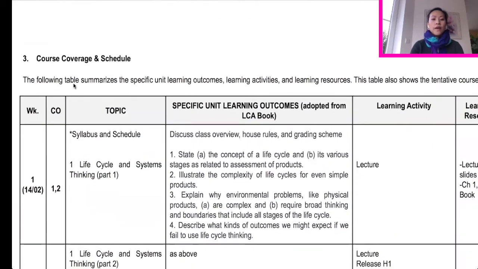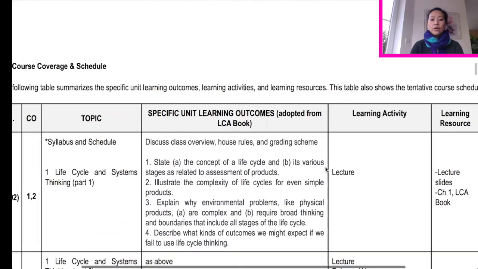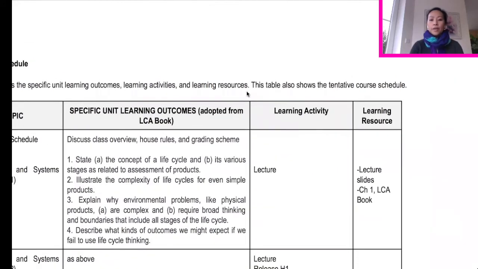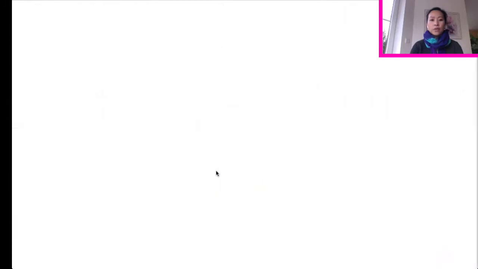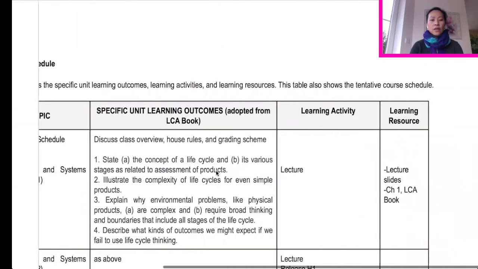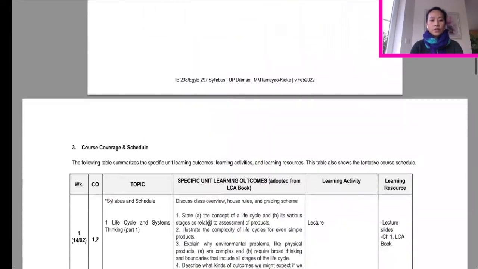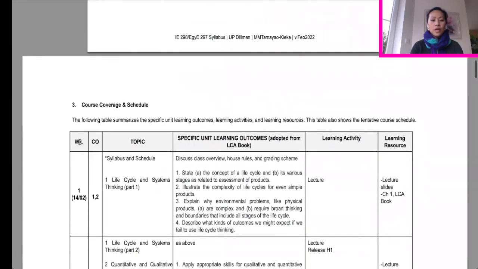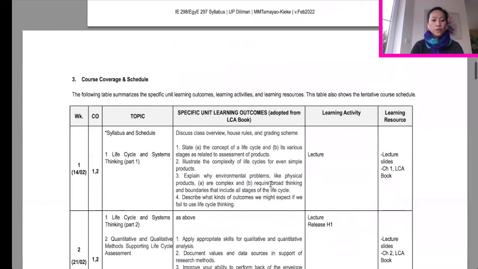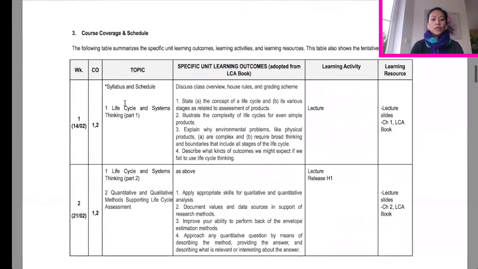Okay, so the following summarizes the specific unit learning outcomes, learning activities, and learning resources for each topic. It also shows you the tentative schedule, no? The tentative schedule. Sorry for that. Okay, so the tentative schedule is shown in the first column. Okay, so let's go through which. First topic is life cycle and systems thinking. So these are discussed in lecture 1, parts 1 and part 2, which have already been uploaded on UVLE.